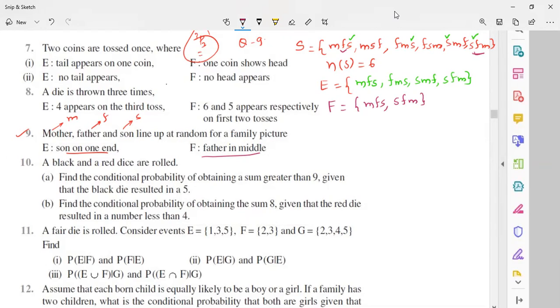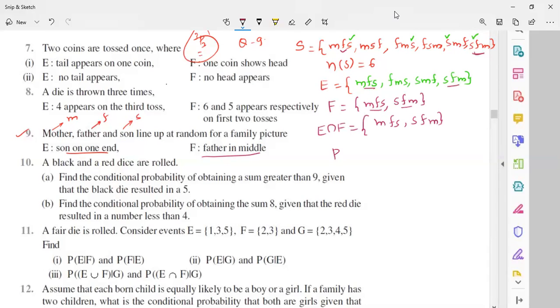Now find the probability of E given F. You can find E intersection F first. The common event is this one, MFS. SFM is also common. So there are 2 common events.